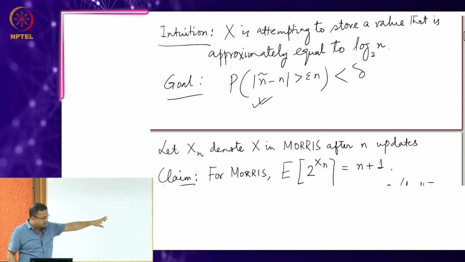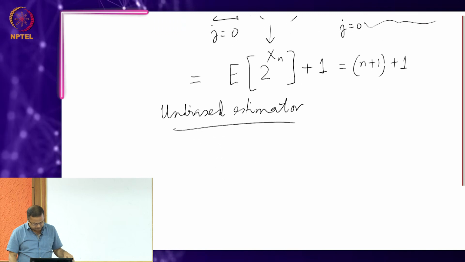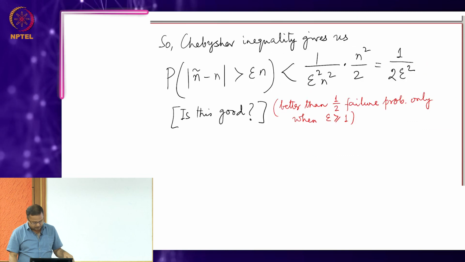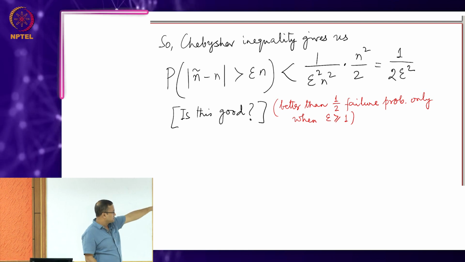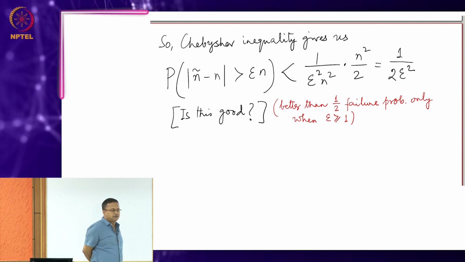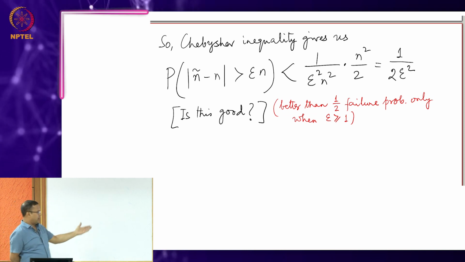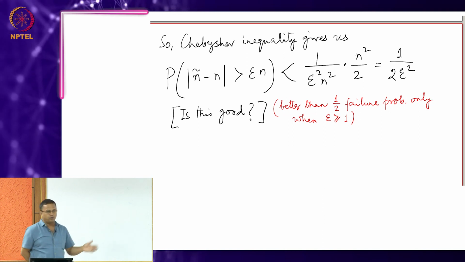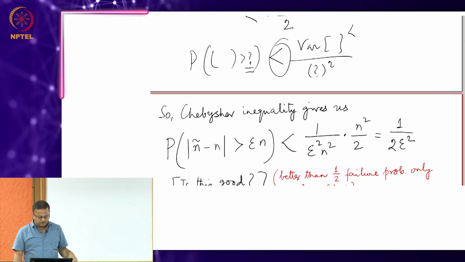Mind you, our goal was to get an epsilon delta algorithm like this. Yeah, that is where we ended. So, the error probability was something like 1 by 2 epsilon square, and we convinced ourselves that this is no good, right. So, that is greater than half probability only when epsilon is greater than or equal to 1, and epsilon greater than or equal to 1 is too high a value, right. So, that is where we were in the last lecture.